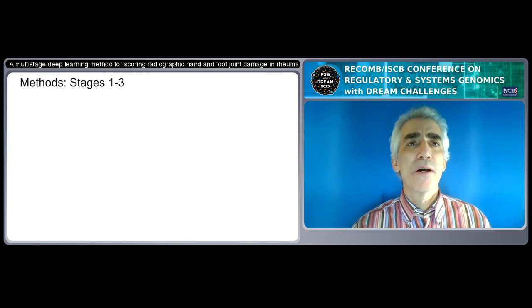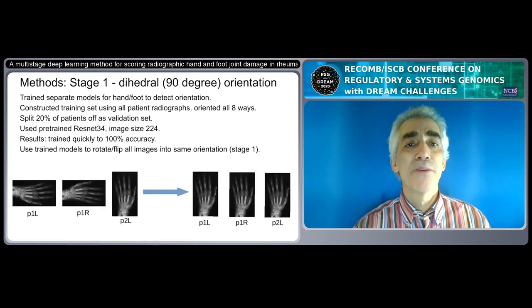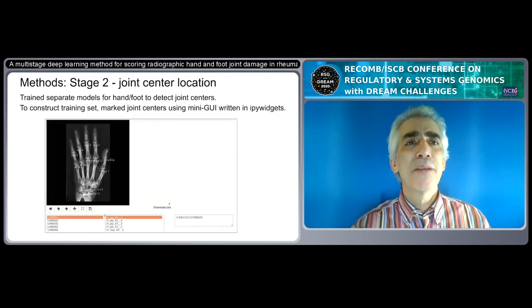Our methods: we had 3 stages. In the first stage, we trained a model to rotate all the images into the same 90-degree orientation. I'm not going to say much about that because it was pretty easy to get to a model with 100% accuracy. The next stage was to locate and cut out the joints.